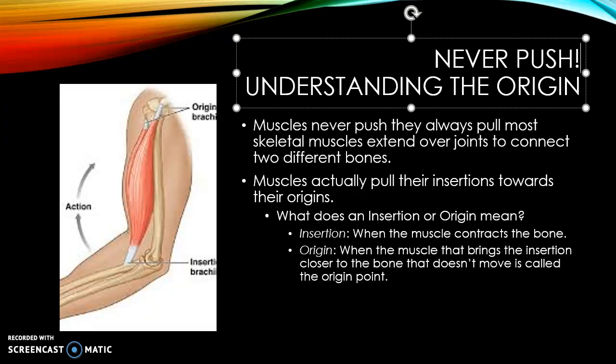Understanding the origin. Muscles never push, they always pull. Most skeletal muscles extend over the joints to connect 2 different bones. What does an insertion or origin mean? An insertion is when the muscle contracts the bone, and the muscle that brings the insertion closer to the bone that doesn't move is called the origin point.